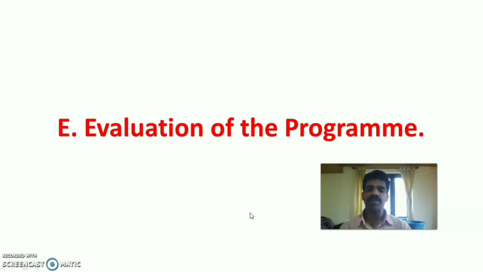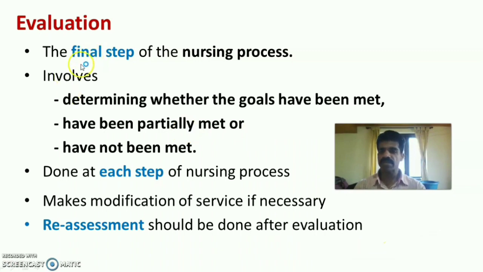So next is evaluation of the program. The last and fifth element of the family nursing process is evaluation. Let us discuss in short about the evaluation of the family health nursing process. Evaluation is usually the final step of the nursing process, which involves determining whether the goals already set have been met, partially met or not met.